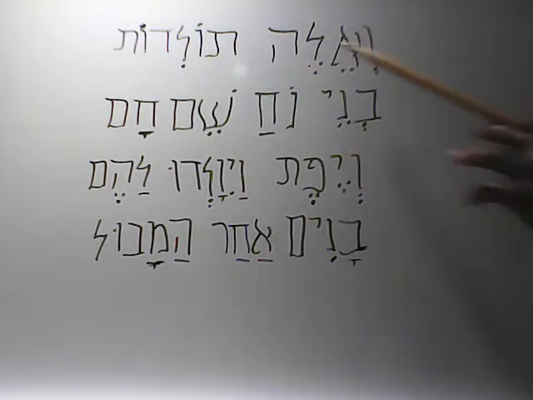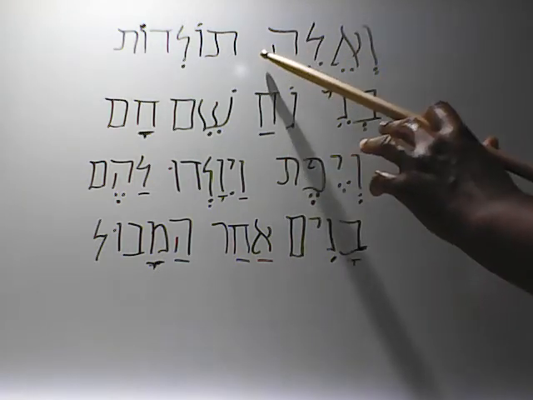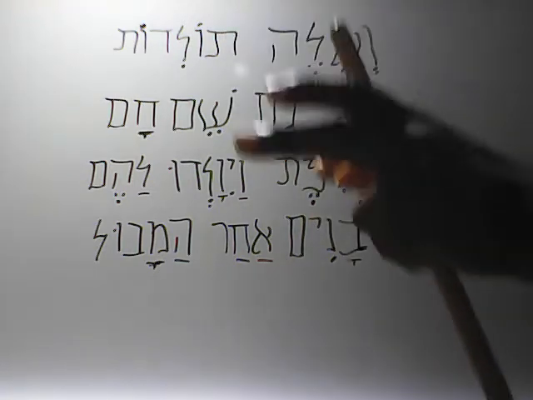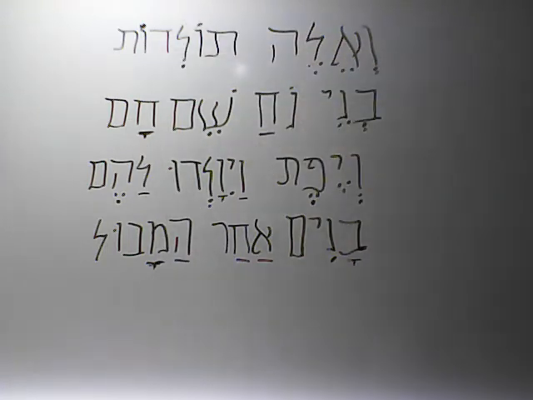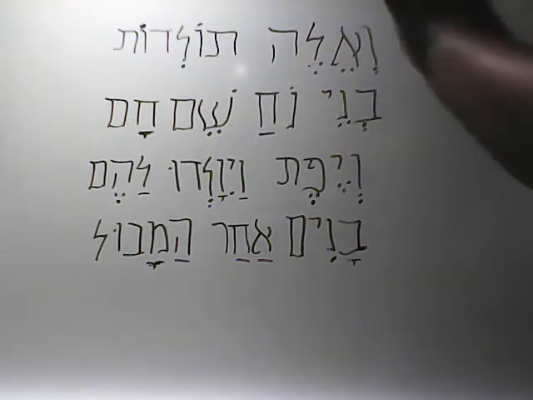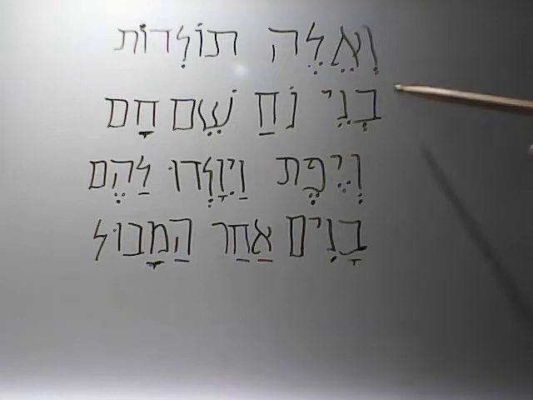Ve'ele toldot, and these are the generations of, and these are they. If you want to use a parenthesis for the word they, and these are (they) of the generations of. The word they is not in there. That's why I emphasize if you want to translate that as such, to put the word they in parentheses.